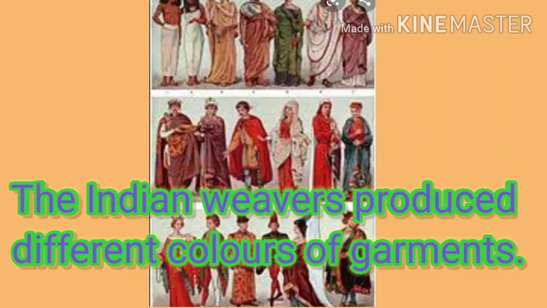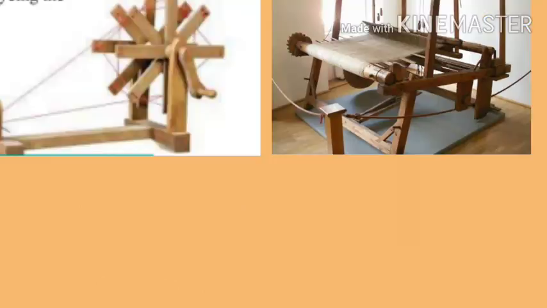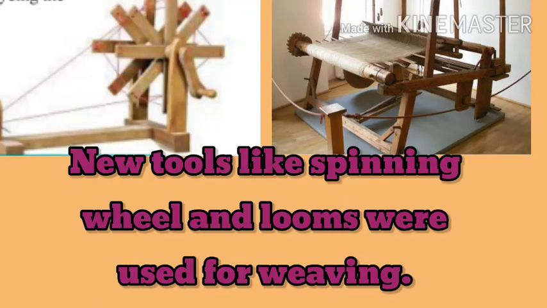The Indian weavers produced different colors of garments. Indigo and color mixtures were used for dyeing textiles during this period. New tools like the spinning wheel and looms were used for weaving. Because of these features of weaving, Indian textiles won world acclaim.